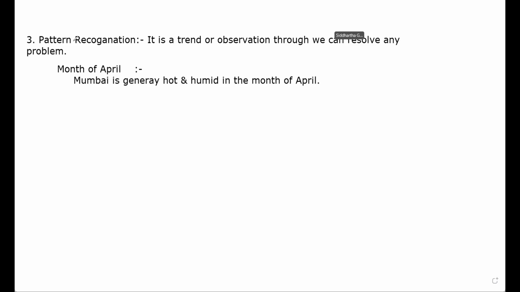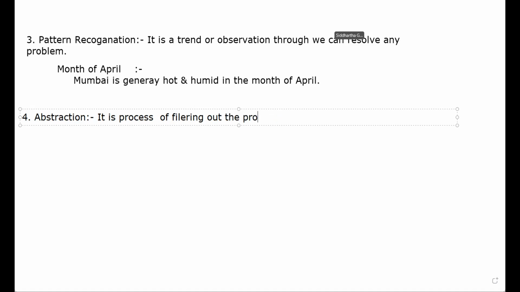The fourth thing is abstraction. It is a process of filtering out the problem. आपको प्रॉब्लम को और फिल्टर कर देता है वो, इसको बोलते हैं एब्स्ट्रैक्शन. ओके, यानी कि प्रॉब्लम को और इजी डिकम्पोज कर देता है.